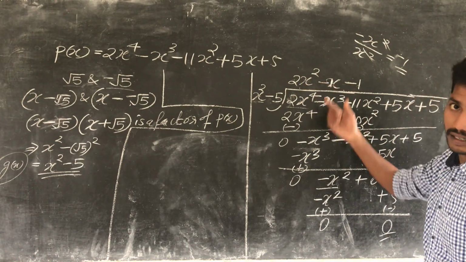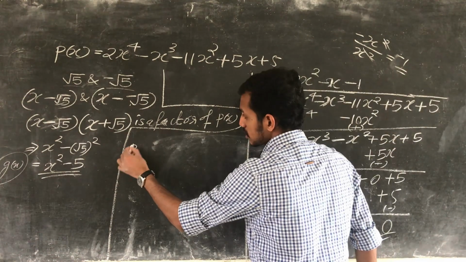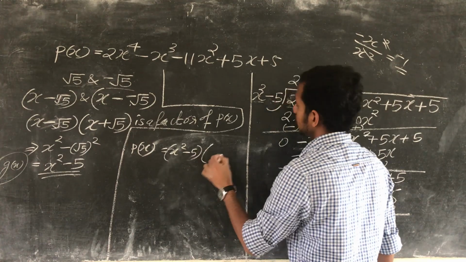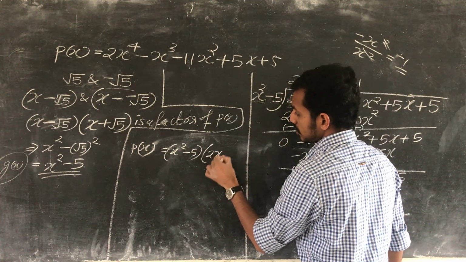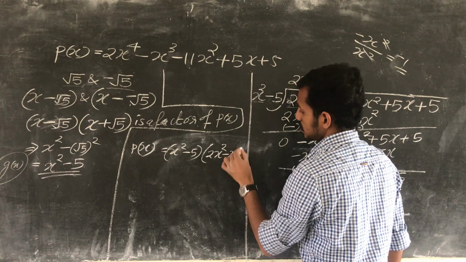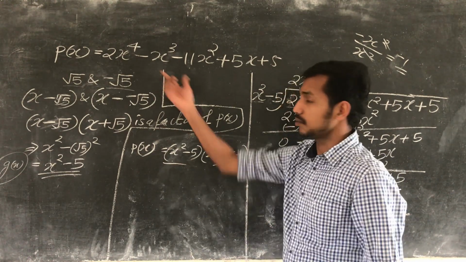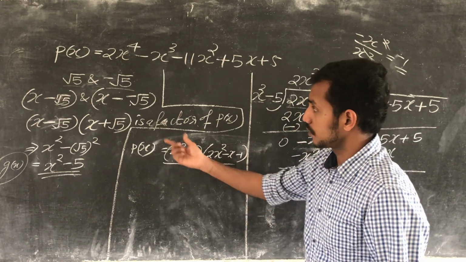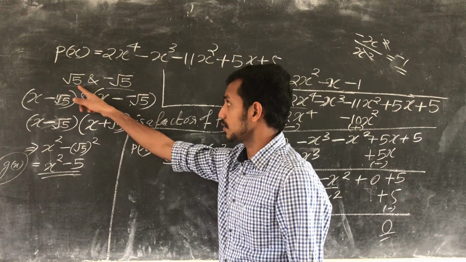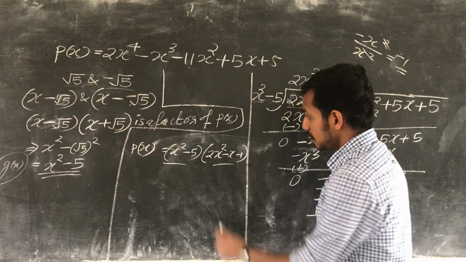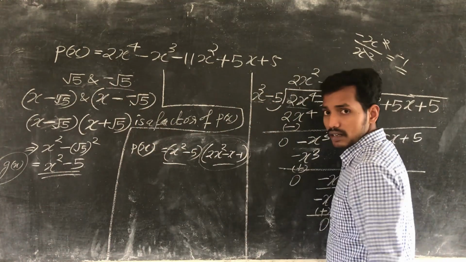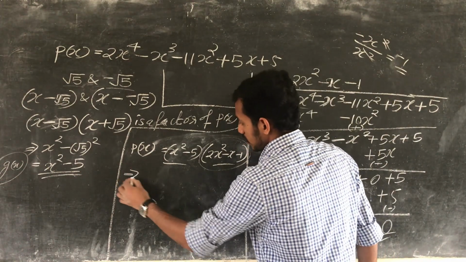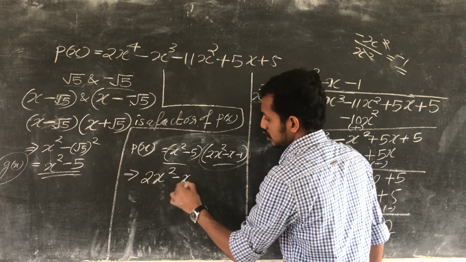Now, we just need to factorize. So, the given polynomial p of x is in this form: x square minus 5 into 2x square minus x minus 1, because these are the two factors of this polynomial. This polynomial consists of two zeros, that is root 5 and minus root 5. This we already know. Then we need to factorize this polynomial by splitting the middle term, and we will get the other two zeros. So take 2x square minus x minus 1.